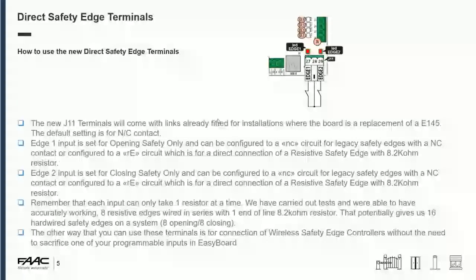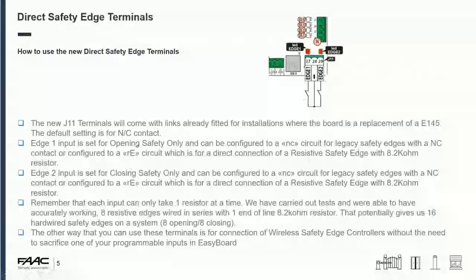Now, I've been saying about these new direct safety edge terminals. As you can see, they'll essentially end up in the bottom right-hand corner of the actual control board. They have their own respective LEDs, so they're easy for you to do fault diagnostics. When you get a new board, these will actually be pre-linked out, much in the same way that the standard stop circuit, opening safety and closing safety are linked out on the board as it comes out of the box. Those are also linked out because the default setting on the edges is for a normally closed contact.